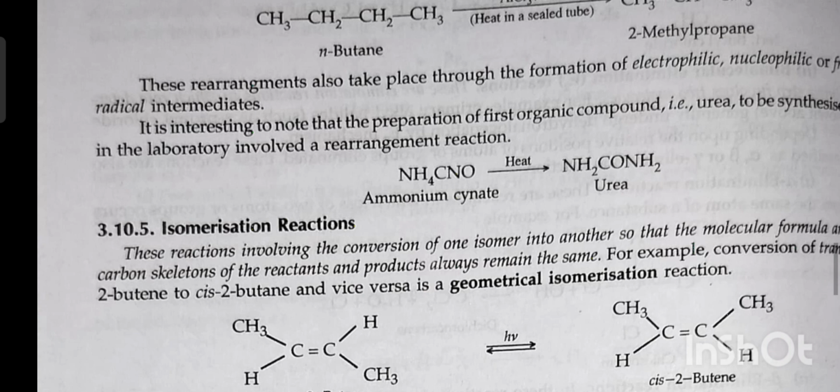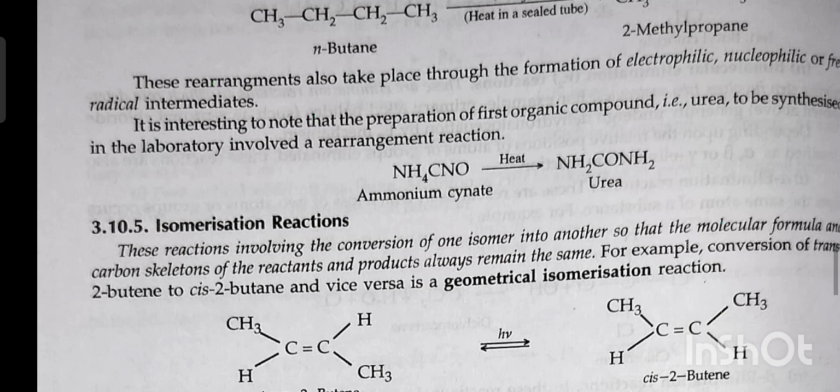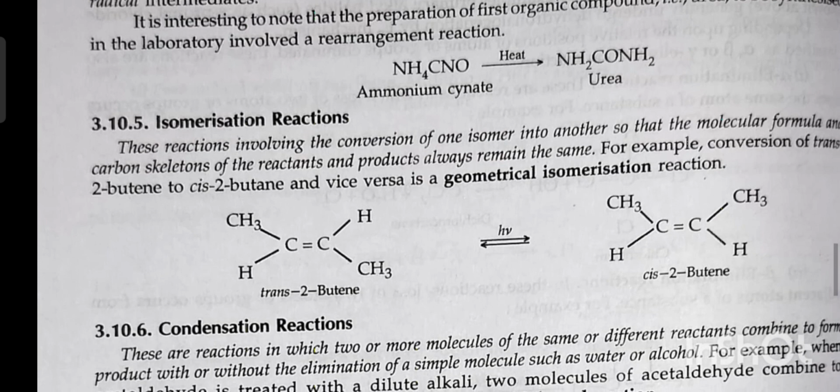Fourth, isomerization reaction. This reaction involves the conversion of one isomer into another so that the molecular formula and carbon skeleton of the reactant and product always remain the same. For example, conversion of trans-2-butene to cis-2-butene and vice versa is a geometric isomerism. For example, trans-2-butene in the presence of sunlight is converted into cis-2-butene.